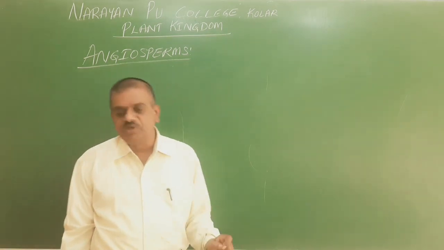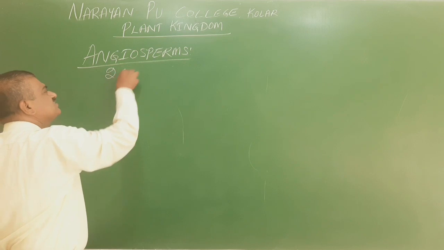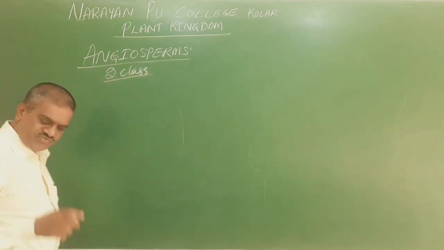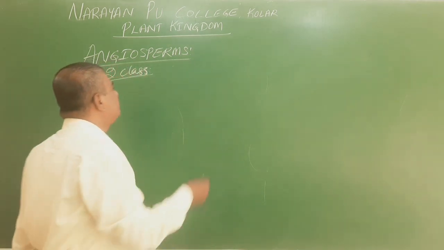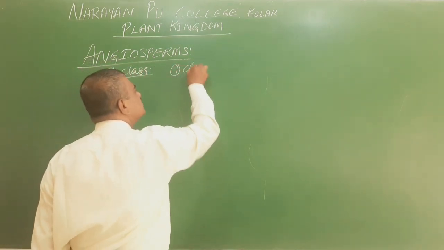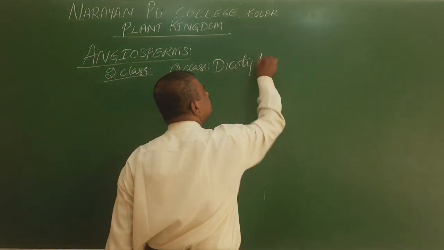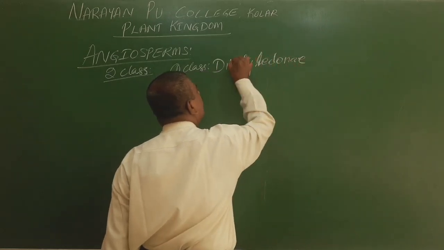So angiosperms are divided into two classes. There is the presence of classification. In this classification, it is classified into two classes. The first one is called the class dicotyledonous.